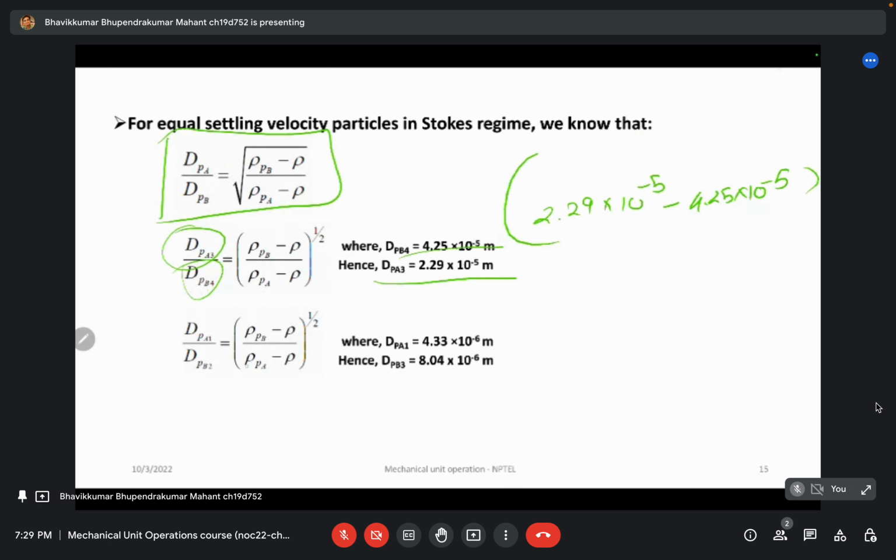Now in the same way for B, dPA1 by dPB2 is equal to (rho PB minus rho) upon (rho PA minus rho) raised to half. Here we substitute the value of dPA1 as the small particle, 4.33, and we will get the value of dPB2. So it is in the range of 8.04 into 10 to minus 6 to 4.33 into 10 to minus 6.